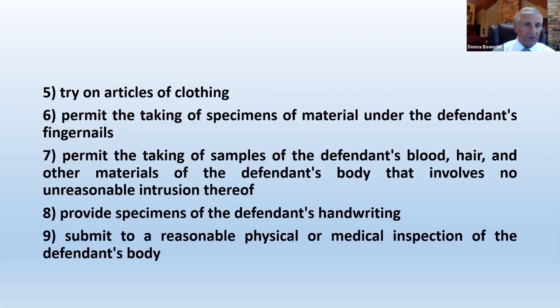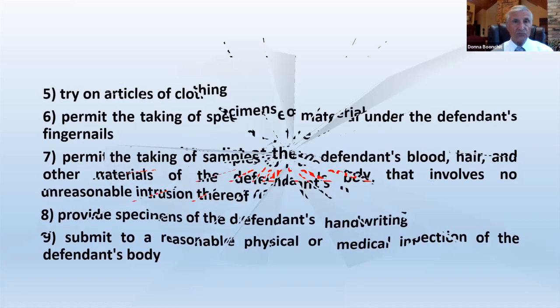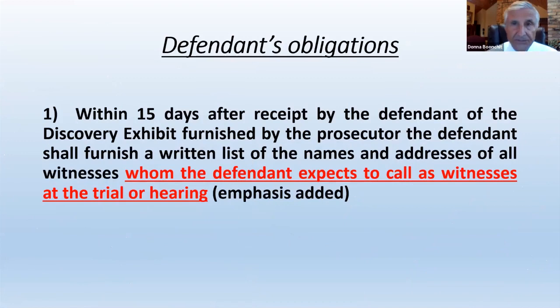Number 8, provide specimens of the defendant's handwriting. 9, submit to a reasonable physical or medical inspection of the defendant's body. For example, if somebody has tattoos in a place where normally people wouldn't see it, such as the inner thigh, they can get a court order to have a physical examination to determine the presence of those tattoos. Now let's talk about the defendant's obligations.